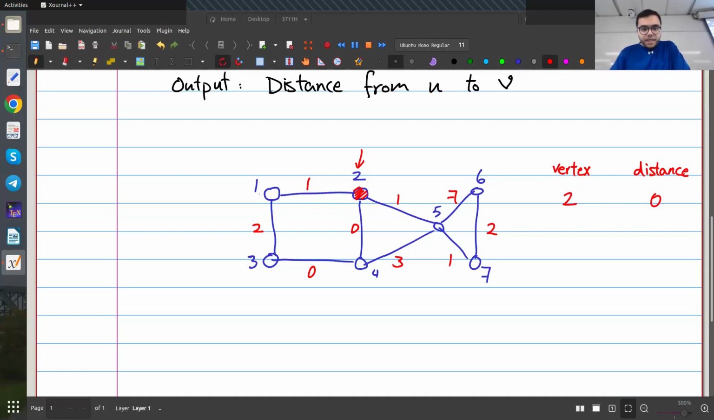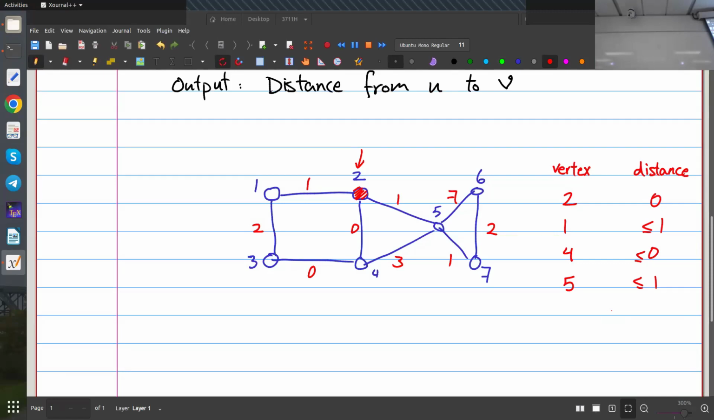Now, when I finalize a vertex, I also update the distances to all of its neighbors. So now I know that the distance to vertex 1 is at most 1. I know that the distance to vertex 4 is at most 0, and the distance to vertex 5 is at most 1. Okay.